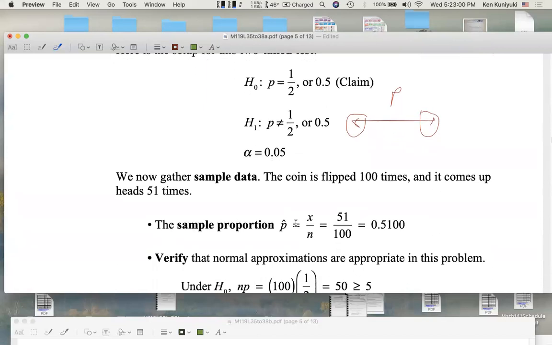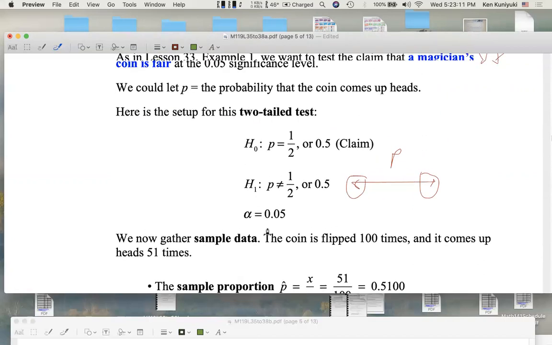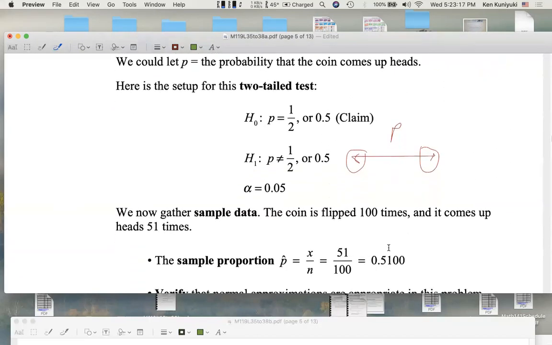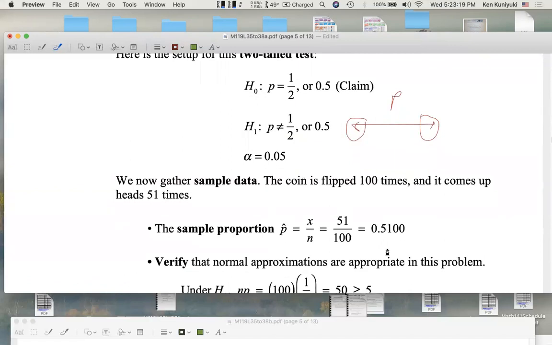We now gather sample data. The coin is flipped 100 times, and it comes up heads 51 times out of 100. And we've done this before, right? And just think about it. Folks, think about it. David says his coin is fair. The magician's coin is fair. You flip the coin yourself, you get heads 51 times out of 100. Do you think you're going to call David a liar? Well, think about it, right?